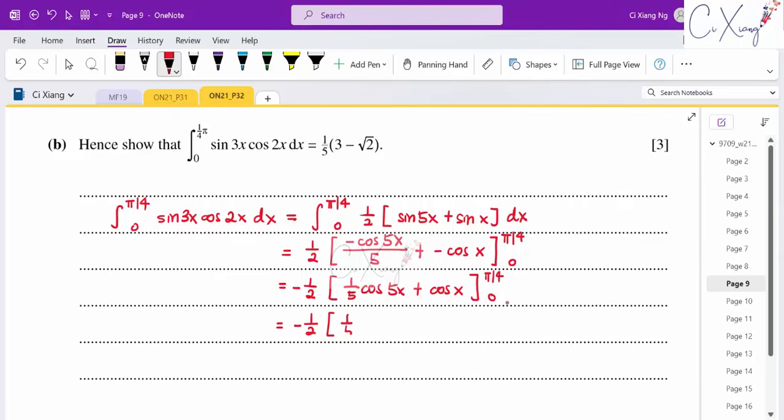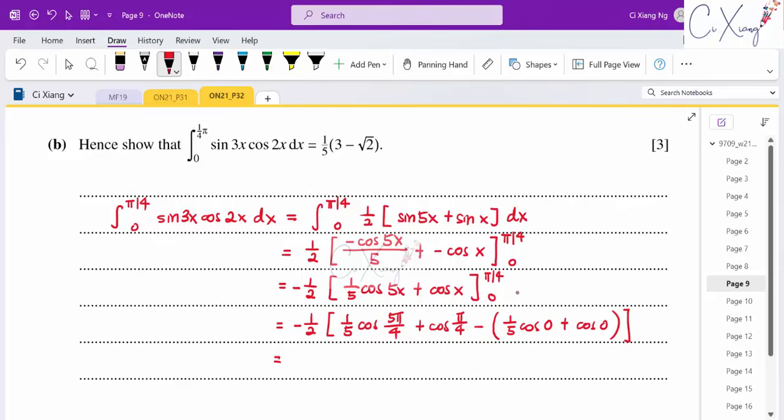So I'm having 1 over 5 cos 5x, which means cos 5 pi over 4. Substitute the pi over 4 first, right? Okay, then plus cos x means cos pi over 4. Then minus, now you want to substitute 0. So I'm having 1 over 5 cos 0, then plus cos 0.